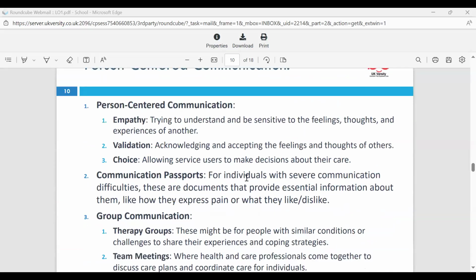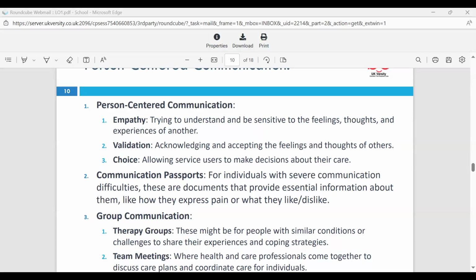Then we have person-centered communication, an approach that looks at the individual's unique perspectives, tries to understand their feelings, their thoughts, their experience. Acknowledging these feelings is a person-centered approach, and allowing service users, or patients, to make their own decisions. They're able to have this empowerment and care to promote shared understanding and empowerment.